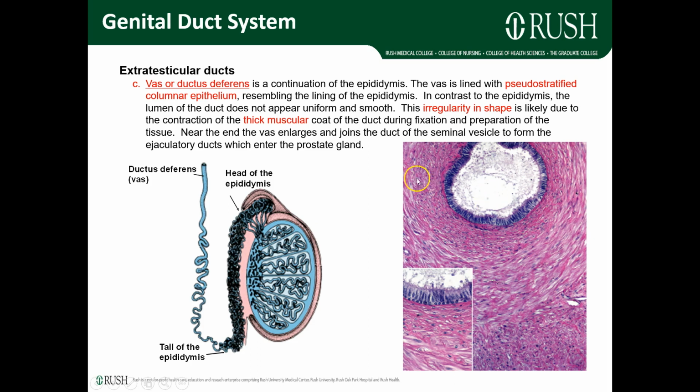Near the end of the vas deferens, it enlarges and joins the ducts of the seminal vesicles to form the ejaculatory duct, which enters the prostate gland, which we'll see next. So just an overview of this vas deferens. It runs from this region roughly all the way to the prostate, and this is a cross-sectional view. You can see this nice pseudostratified columnar epithelium with the sperms inside, as well as a very thick muscular coat.